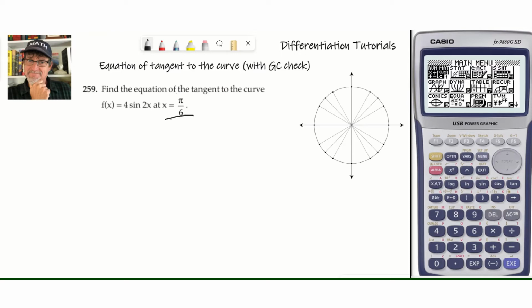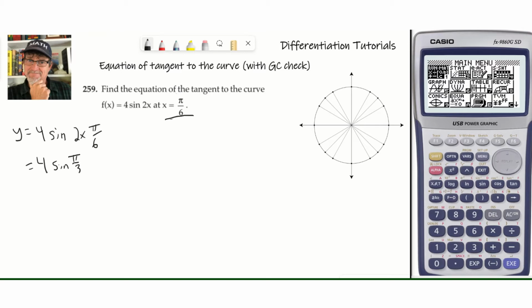Here we have the x coordinate of the point, so we need the y coordinate. All we've got to do is plug that x value into the function, and that gives us y equals 4 times the sine of 2 times pi over 6. Well, that's just 4 times the sine of pi over 3.